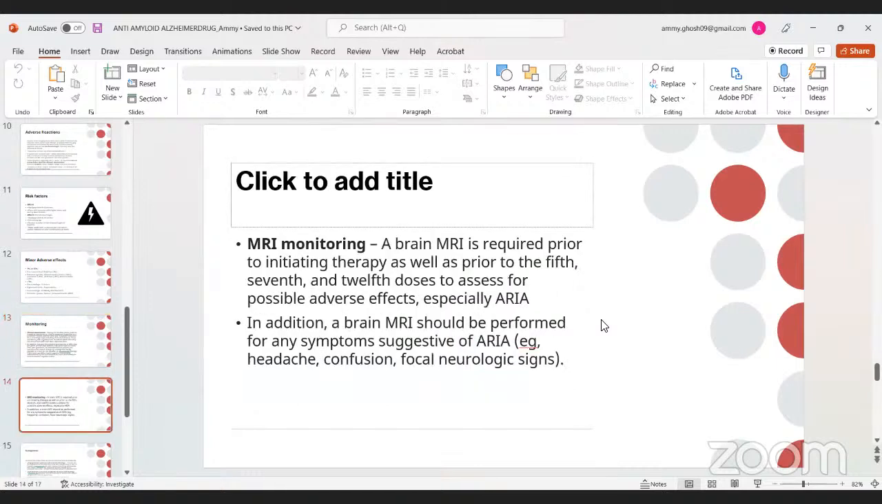And MRI is the best way to monitor the patient. A brain MRI is required prior to initiating the therapy, as well as prior to the 5th, 7th, and 12th dose to assess the possible adverse effects, especially the ARIA. In addition, a brain MRI should be performed for any symptoms suggestive of ARIA.